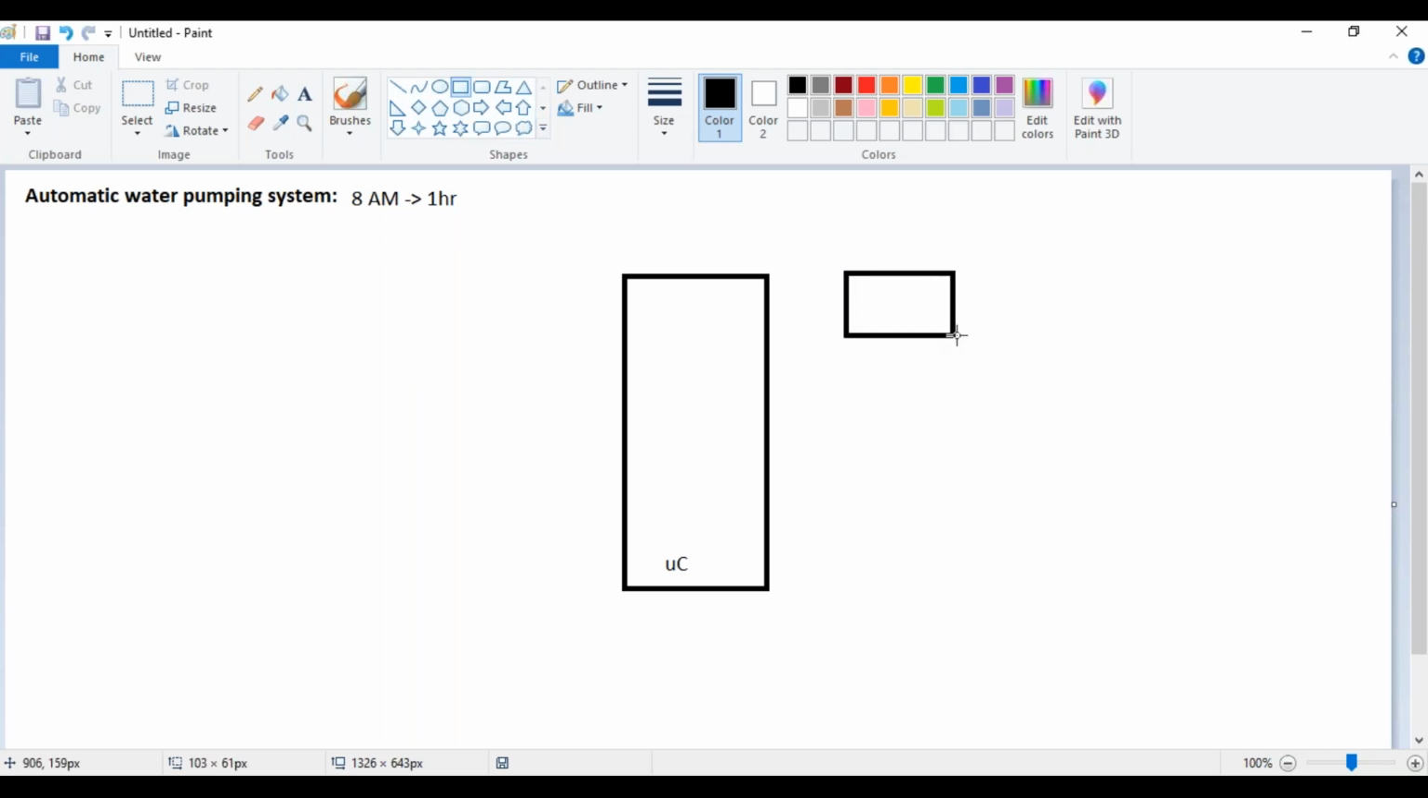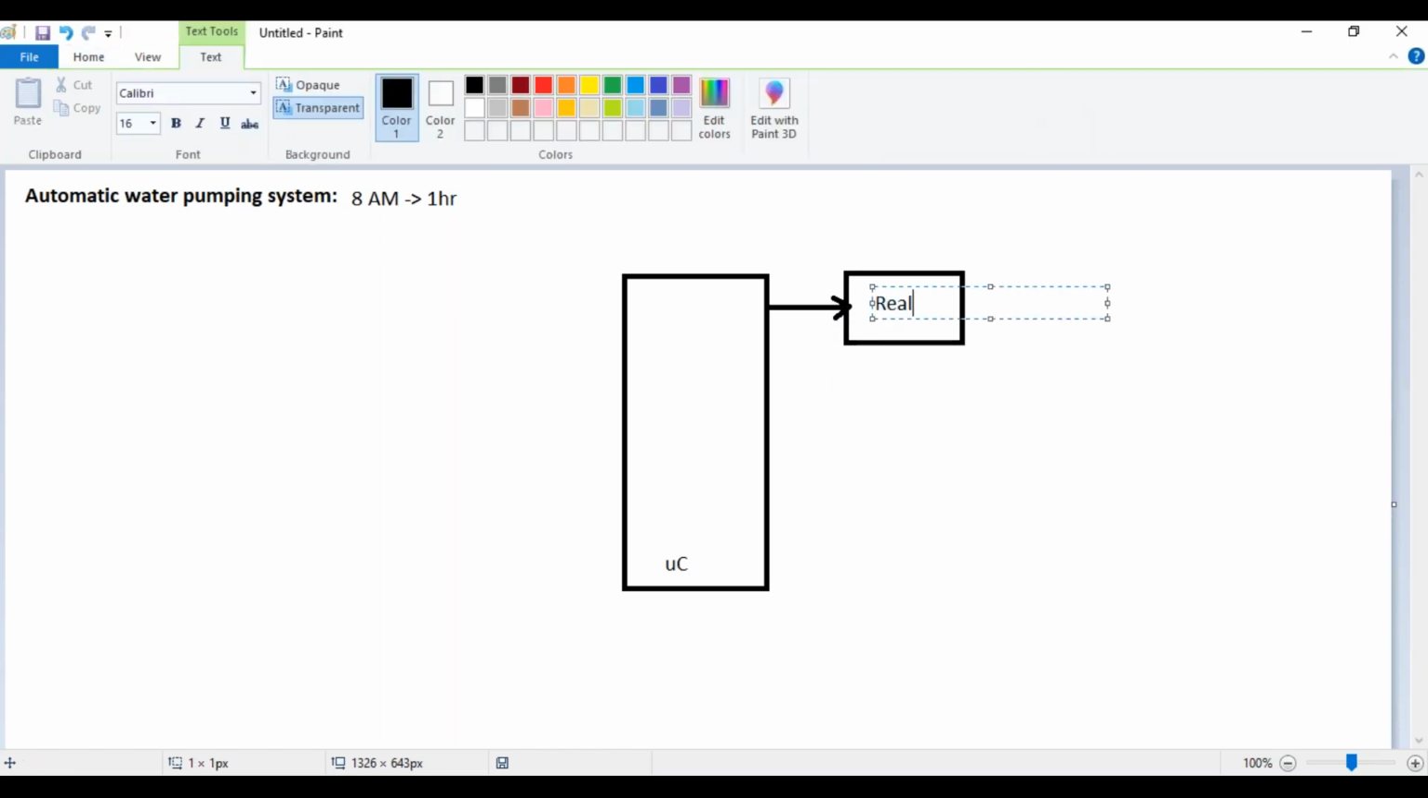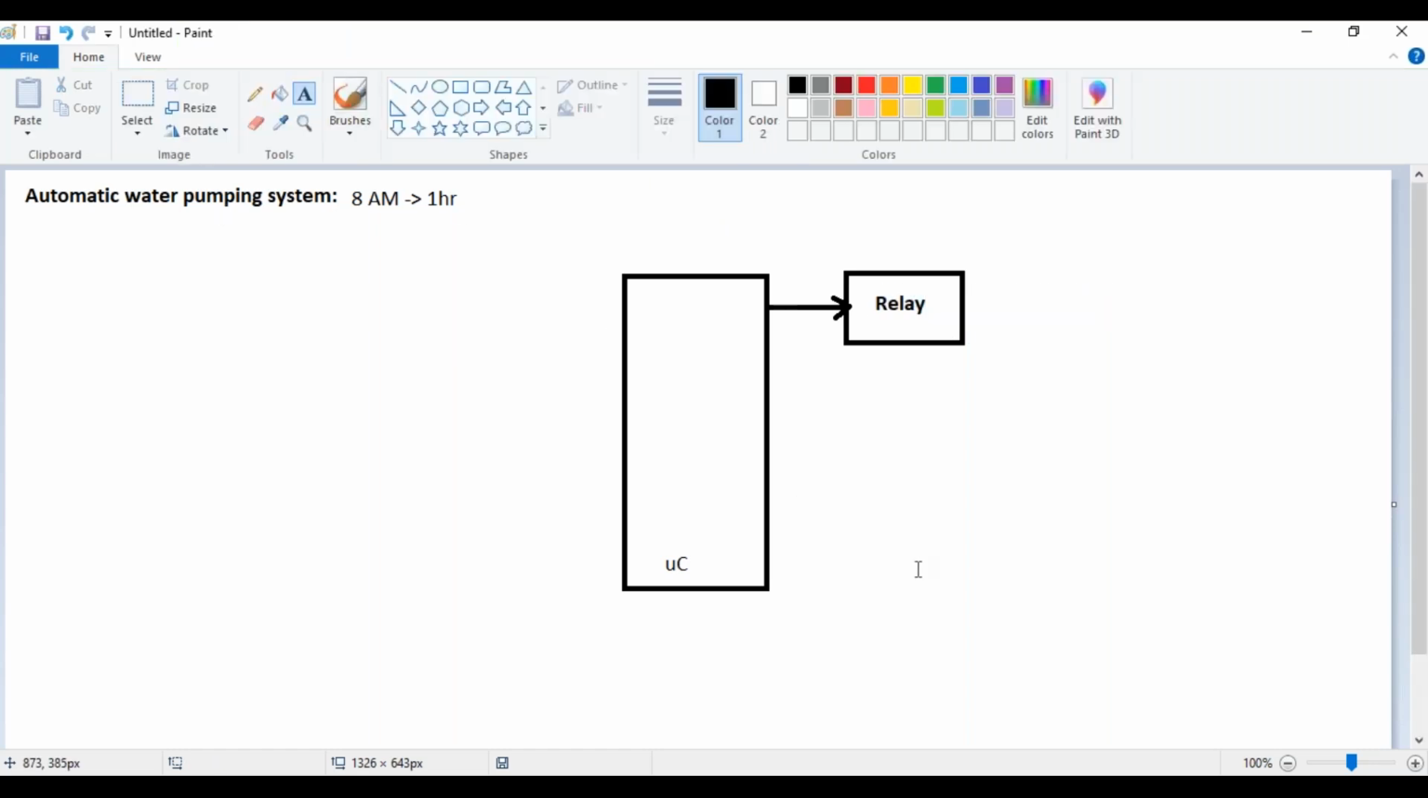As of now, I'm trying to take a high-end automatic water pumping system design. I'm not going to focus on the motor I'm going to use to pump the water. I'm just taking its driver, which is nothing but a relay. So I am going to instruct the relay. This one is the relay here. That's the relay I have taken, which is the driver circuit.